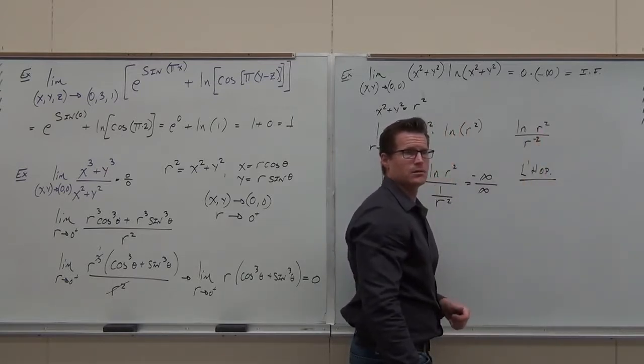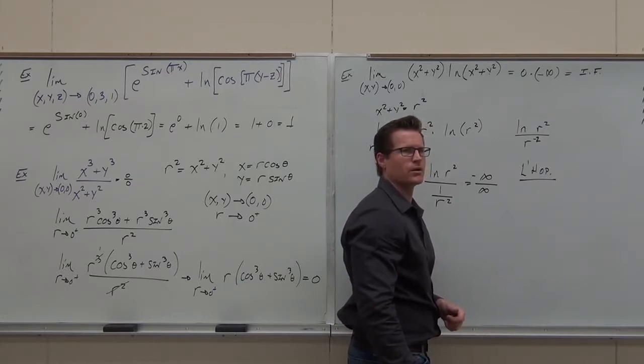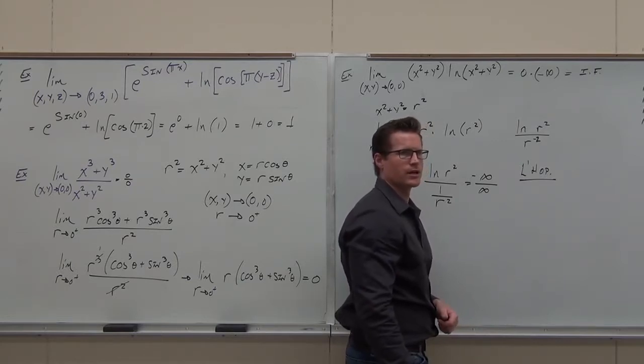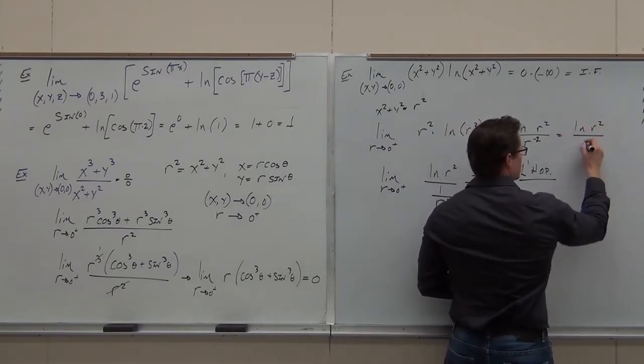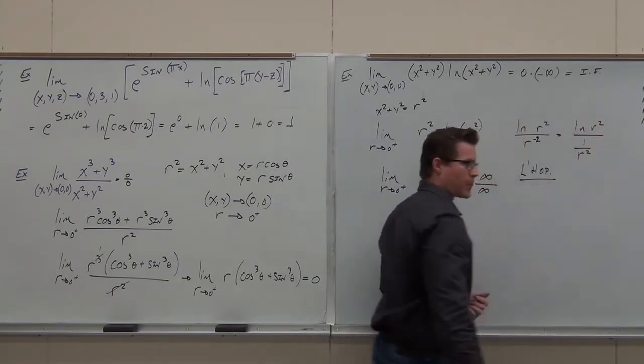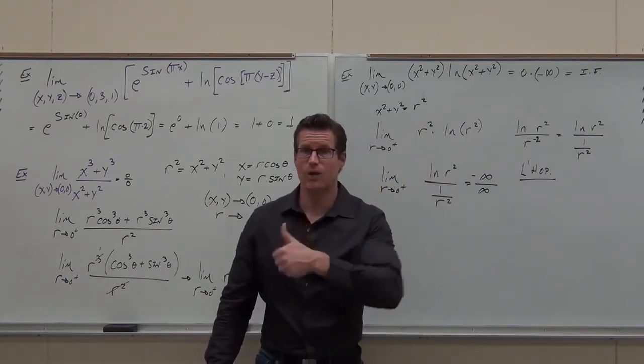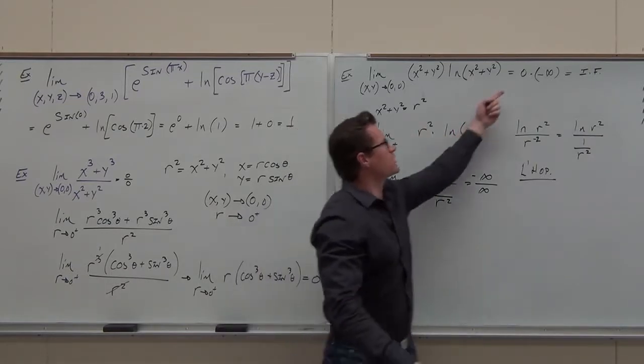You guys know about negative exponents? Okay. Well, what is r to the negative 2? Well, it's actually a complex fraction. Now you got it. Now it's infinity over infinity. You can't do anything with this.